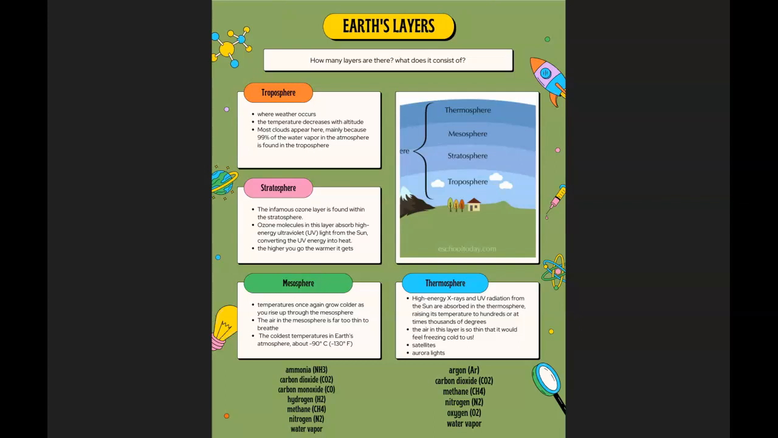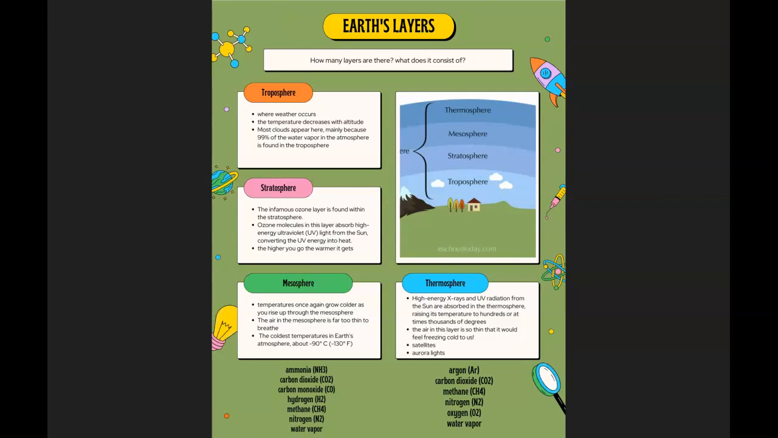The next one is the mesosphere, which is where temperatures grow colder as you rise up. The air is also far too thin for us to breathe. So this is where we would need oxygen. The coldest temperatures in the Earth's atmosphere are about -90 Celsius. That is pretty cold for it to be up there.